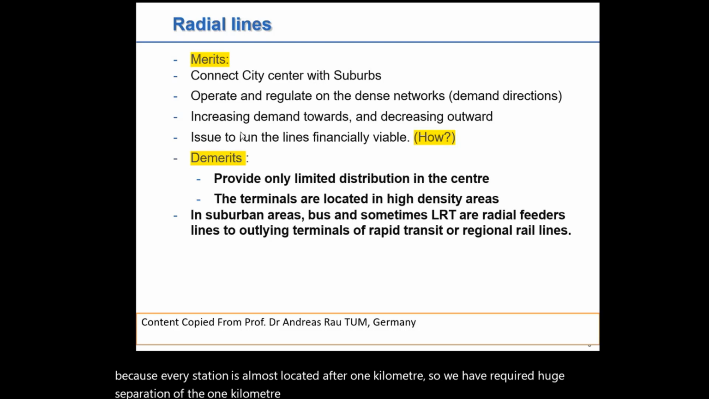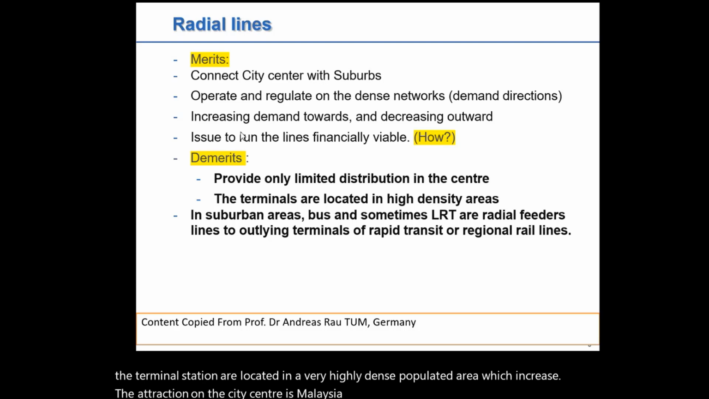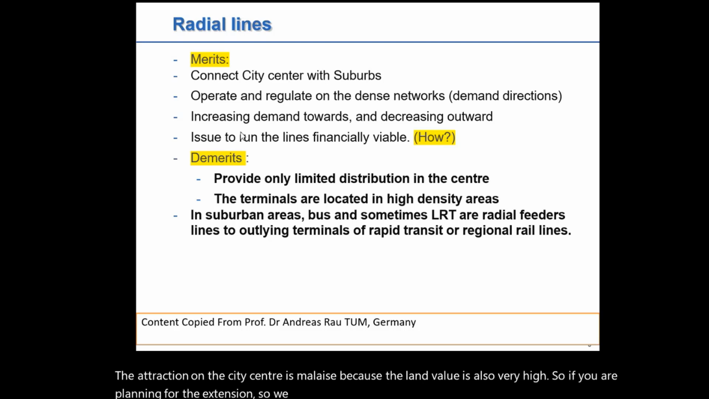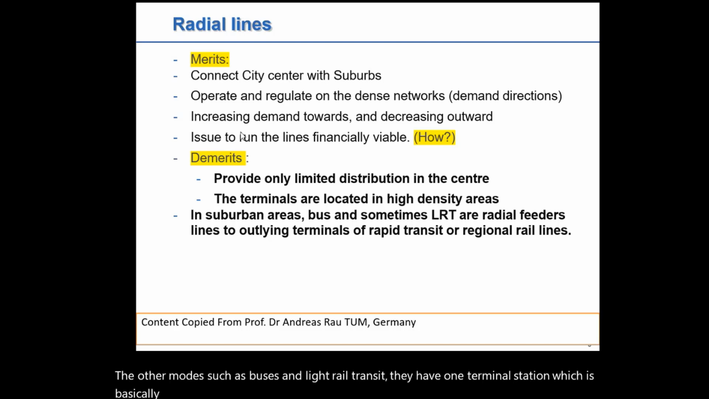Its next demerit is that the transit station or the terminal station is located in a very highly densely populated area, which increases the attraction to the city center, as well as because the land value is also very high. So if you are planning for the extension, we might have issues in the future. In the suburban areas, sometimes the other modes such as buses and light rail transit have one terminal station which is basically connected with the rapid transit or other regional rail lines.